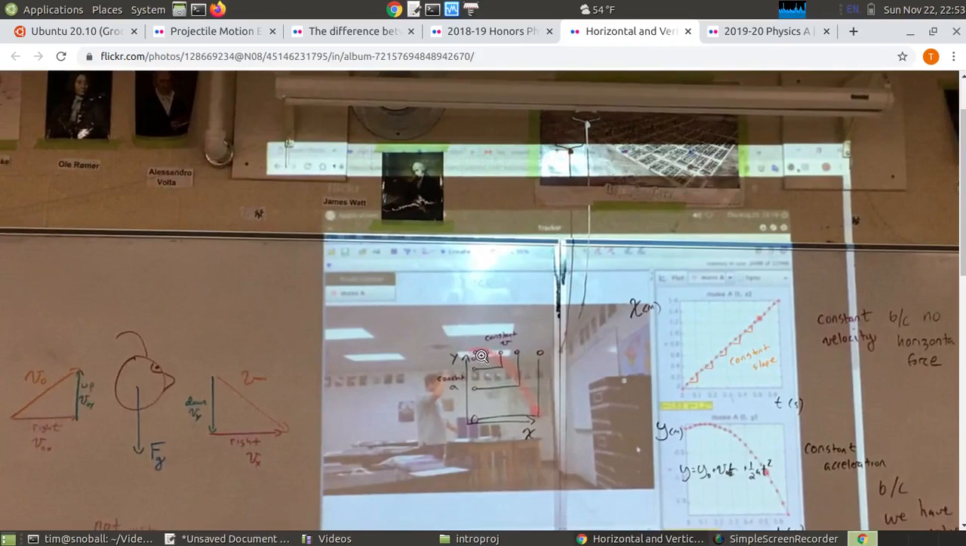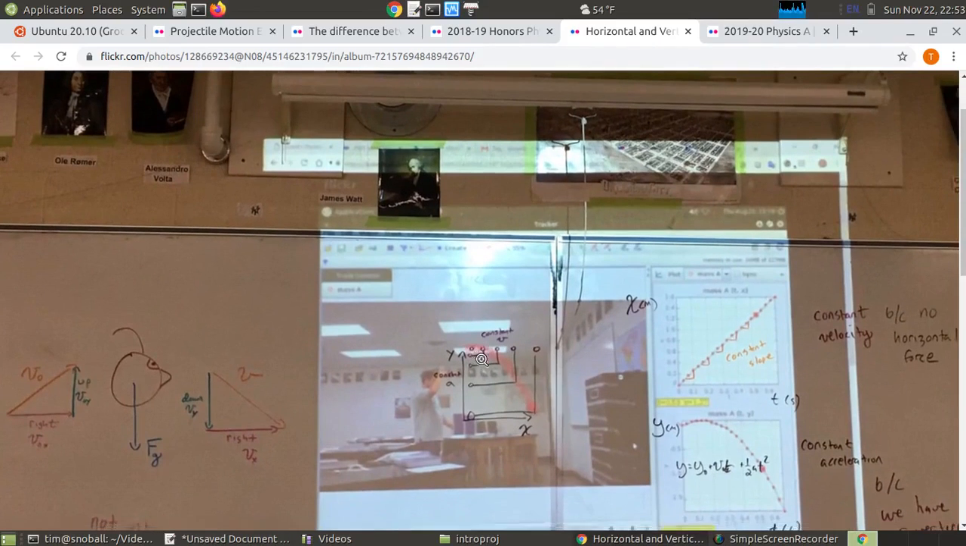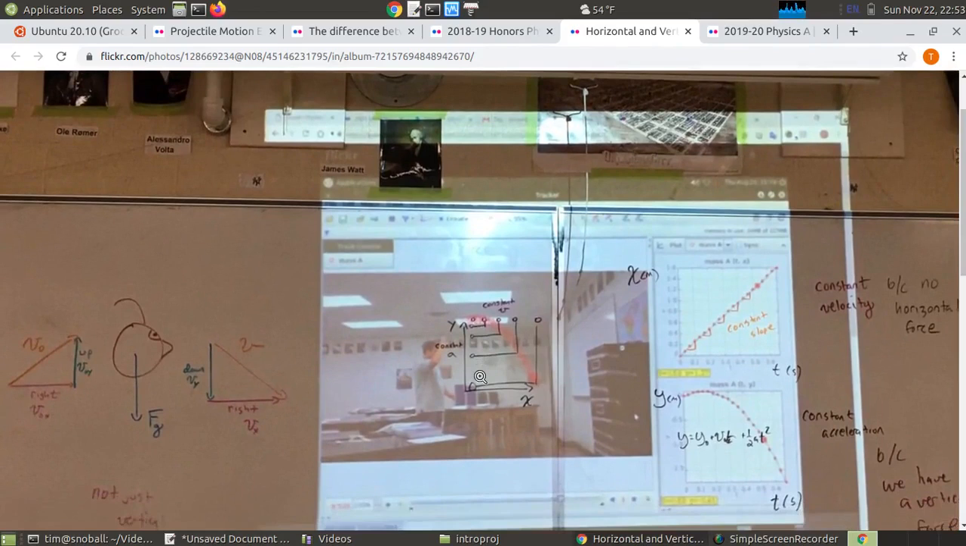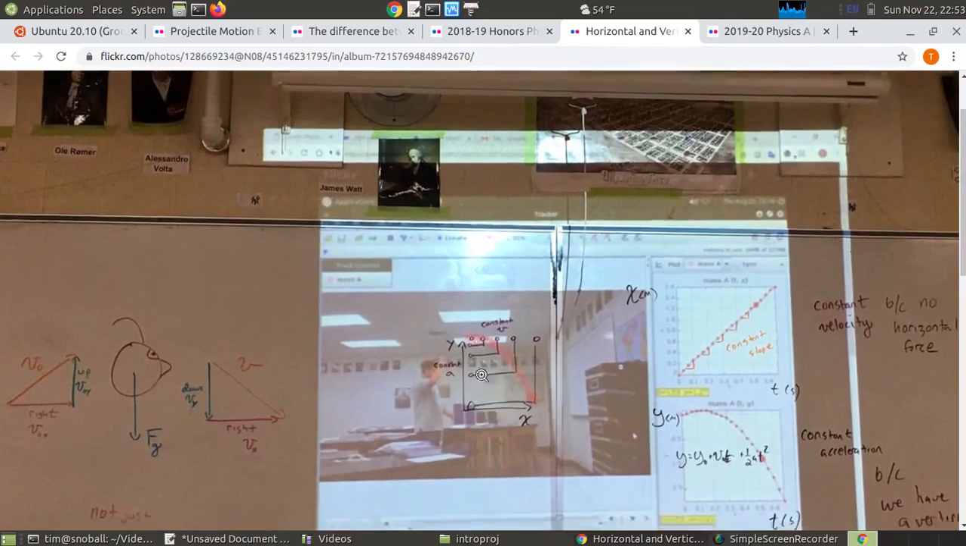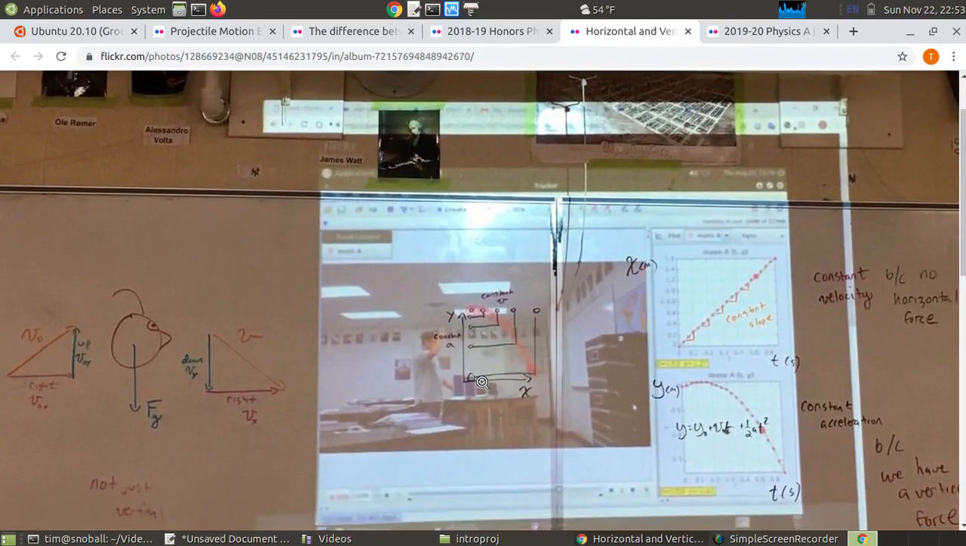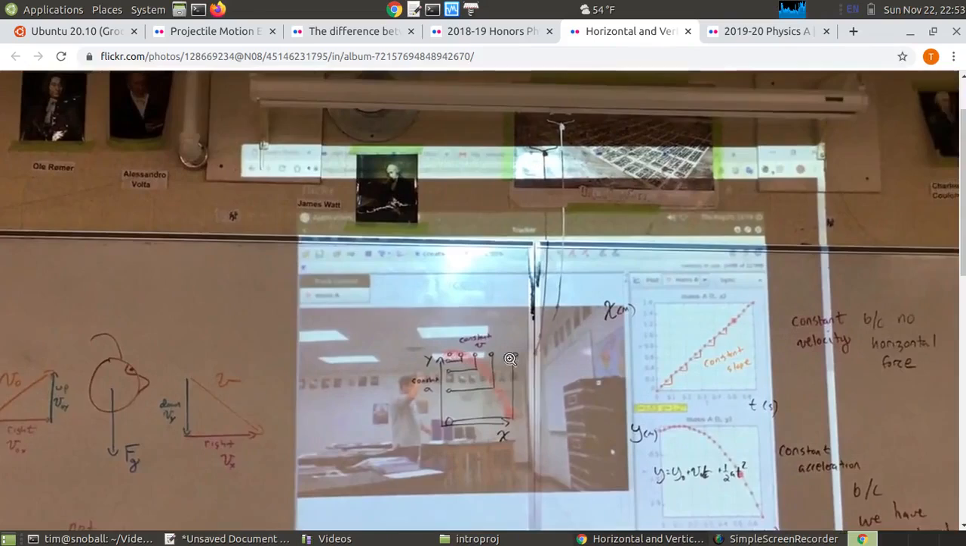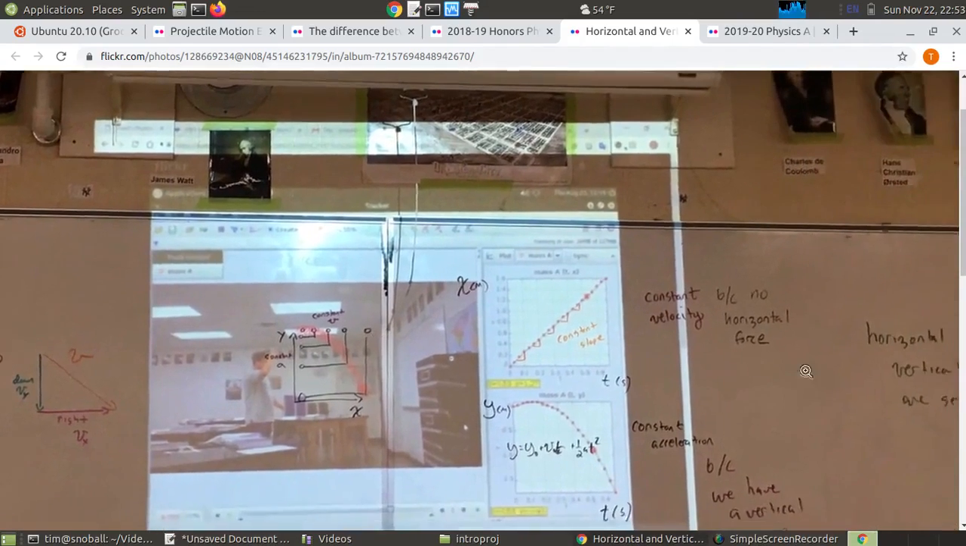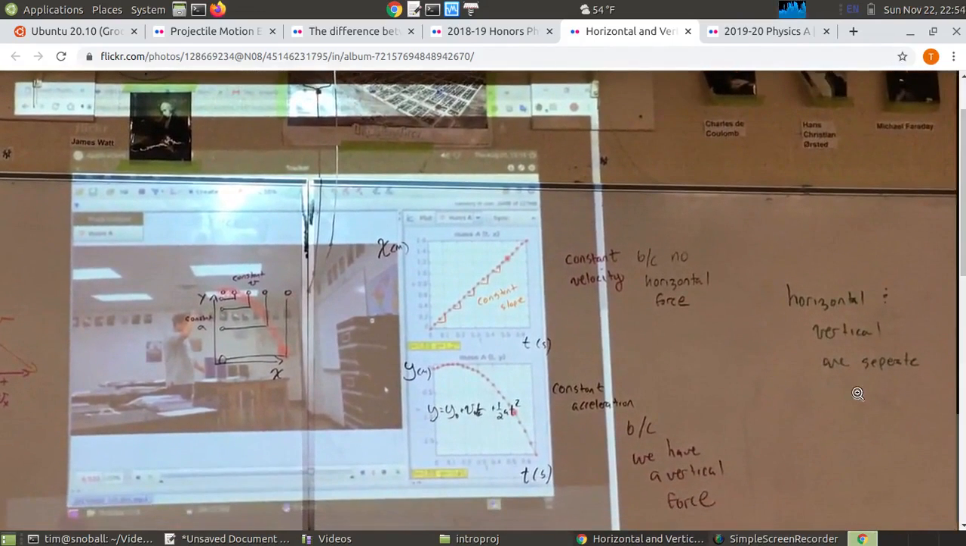If we ignore the left-rightness, we see that they start to spread out more and more and more. That's what we'd expect for constant acceleration. So this is what it means to break something down into pieces. We're going to look at just this motion. And then we're going to look at just this motion. And we're going to see what links the two. The key idea is that horizontal and vertical are separate.